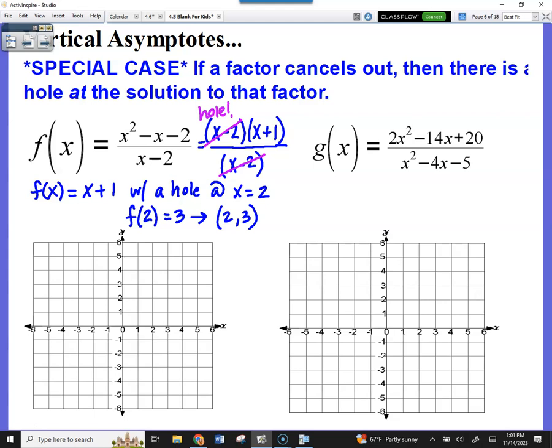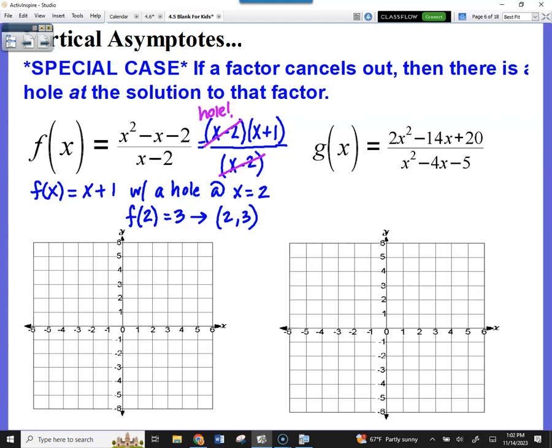I don't remember what chapter. Might have been chapter 2, maybe. Oh, it was like 1. I can't remember. So it has a hole because it had a common factor. What makes it 0? Make a note of it.